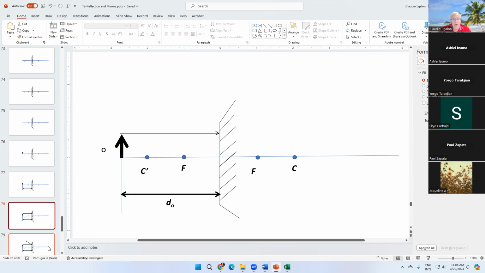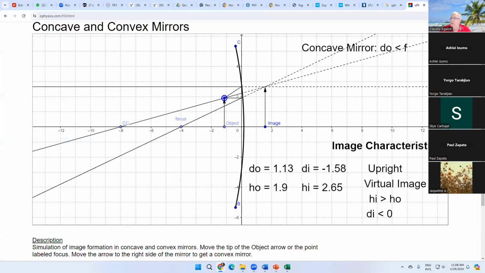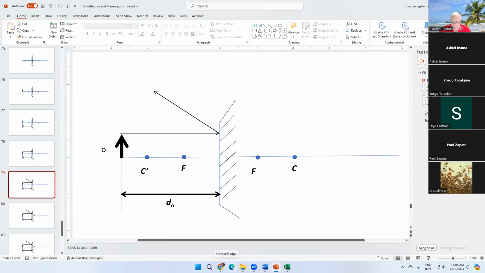We use our light ray parallel to the axis, and it should reflect away from the mirror because it's a convex surface. Imagine the convex surface here, we have a normal that's going to be somewhat like that. So the ray is going to diverge. Very important between convex and concave surface.